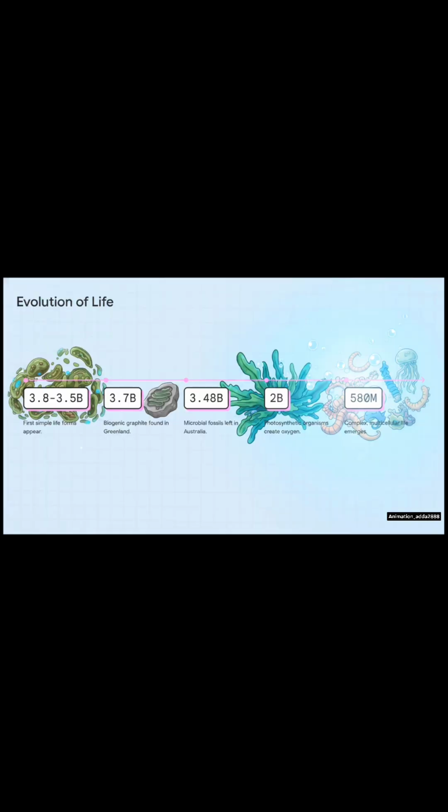So we know the first life forms showed up roughly between 3.8 and 3.5 billion years ago, and that's backed up by our evidence from Greenland and Australia. But the ultimate game changer happened around the 2 billion year mark. That's when photosynthetic organisms evolved. They started taking in energy and releasing this vital byproduct, oxygen. Slowly, over millions and millions of years, they literally pumped our toxic atmosphere full of breathable oxygen. And because of this massive environmental shift, around 580 million years ago, the atmosphere was finally ready, and complex multicellular life was able to emerge.